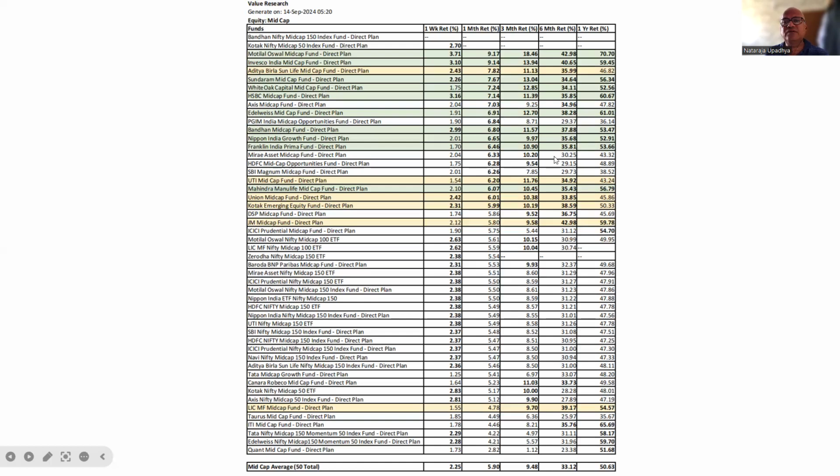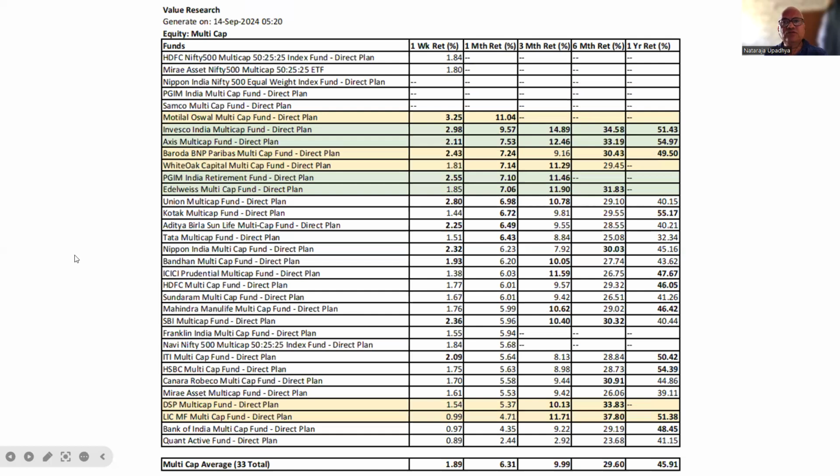Franklin India Prima Fund, 53.66%. Mahindra Manulife Mid-Cap Fund, 56.79%. Again, if you look at 6 months returns, they are anywhere between 34 point something to all the way up to 42.98, very impressive. And monthly returns are anywhere between 9.17 to 6.07. So good returns when it comes to mid-cap funds. With that, we are moving to multi-cap funds. There are 33 multi-cap funds.